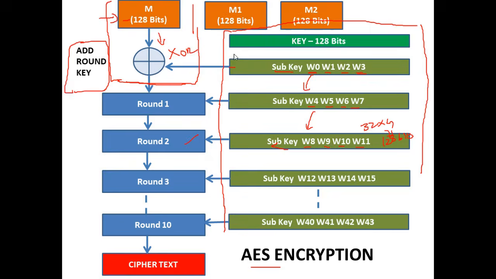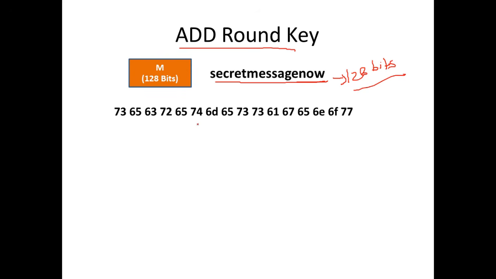That is called the add round key step, the very first step that I've shown you. So we'll take a message. The message is a secret message now. This corresponds to 128 bits. In Advanced Encryption Standard, we are taking blocks of 128 bits and encrypting them. So I've taken a block of plain text that can be represented exactly in 128 bits.